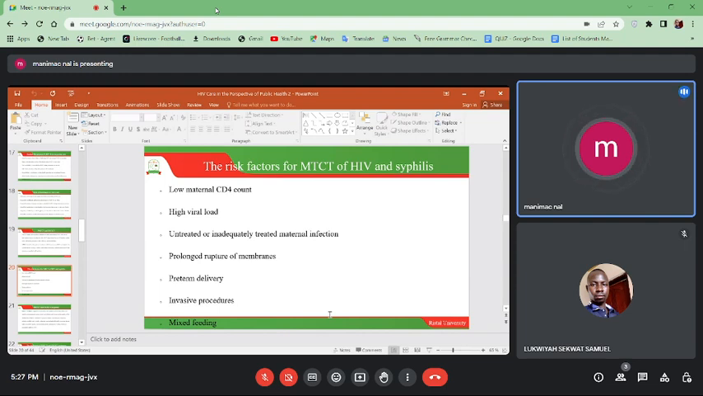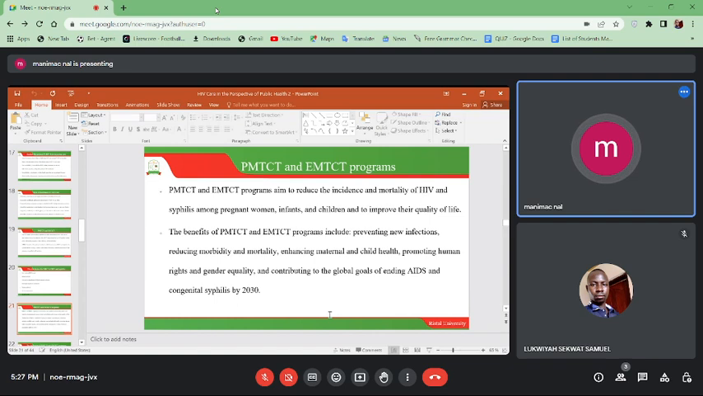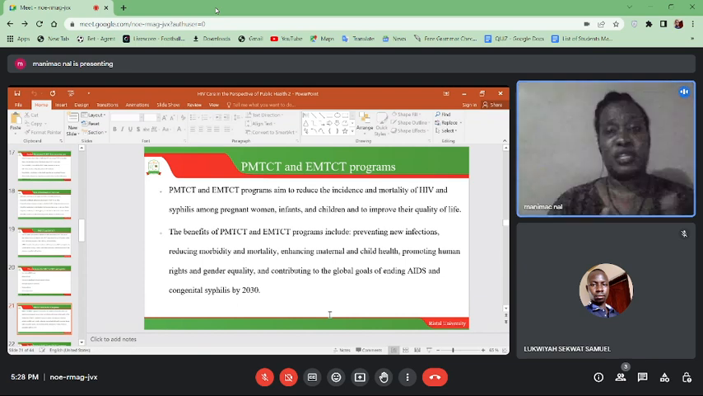More than that, we shall also look at another subtopic, which is the PMTCT and the EMTCT programs. Basically, these are programs where we are focusing so much on prevention and on eliminating the virus, such that a mother cannot be in a position to transmit the virus to the baby. In the first program, what occurs? This is a program which is aimed to reduce the incidence and mortality of HIV as well as syphilis among pregnant women or mothers to their children or their infants.